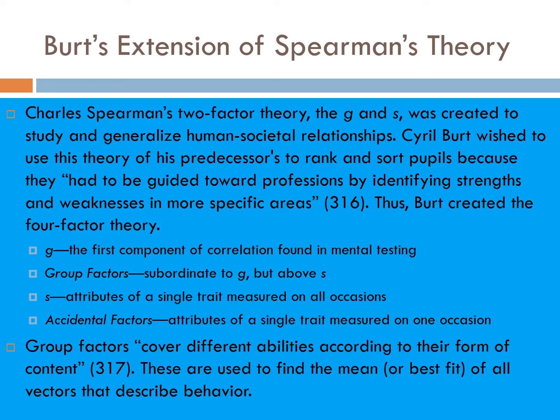The first factor being G, which is the first component of correlation found in mental testing. The second being group factors, which are subordinate to G but above S. S being attributes of a single trait measured on all occasions. And then the final factor being accidental factors, which are attributes of a single trait measured on one single occasion.